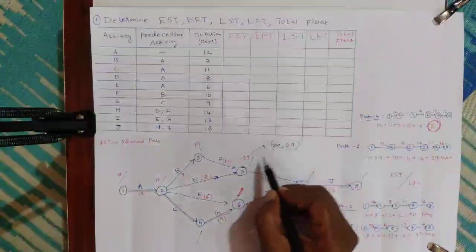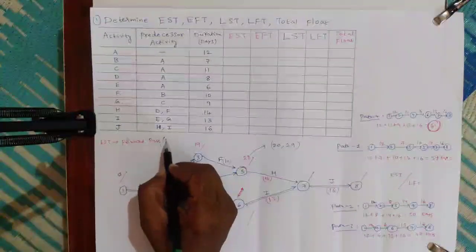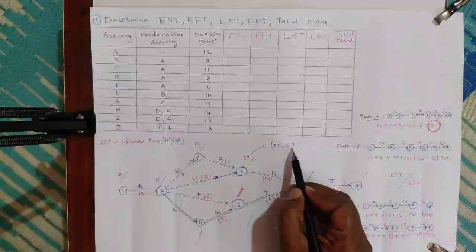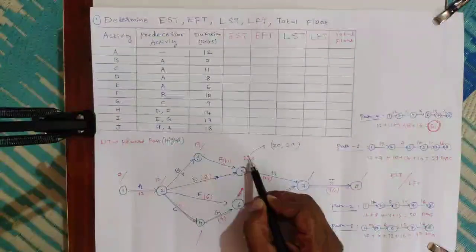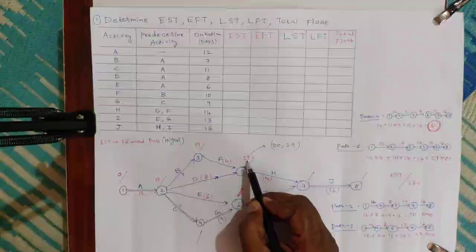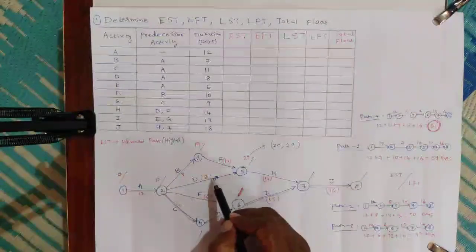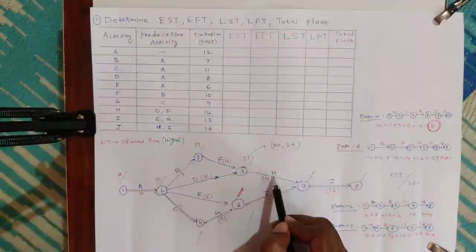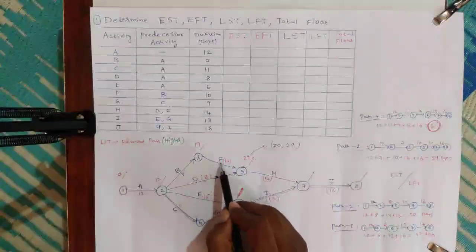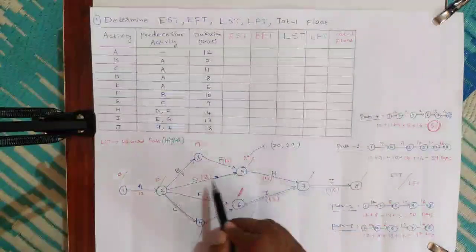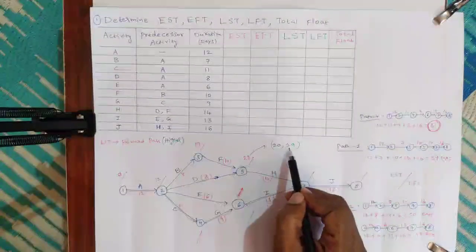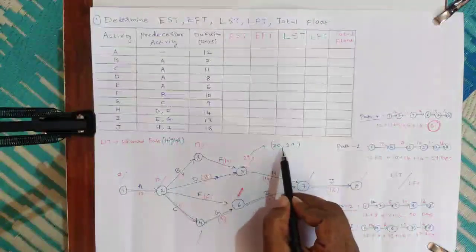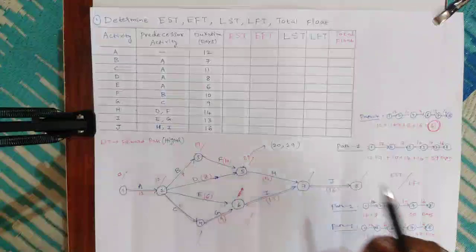Two options are there. So in this, whichever is highest, in forward pass, we need to consider the higher value. In 20 and 29, whichever is higher, that we need to write here as EST. Highest is 29, so we will write 29. That means after completion of both F activity and D activity only, we need to start H activity. We need to wait till both D and F are completed, then start H. That's why whichever is highest, we are taking that. 12 plus 8, 20, 19 plus 10, 29. For both, 29 is highest, so we are taking 29.